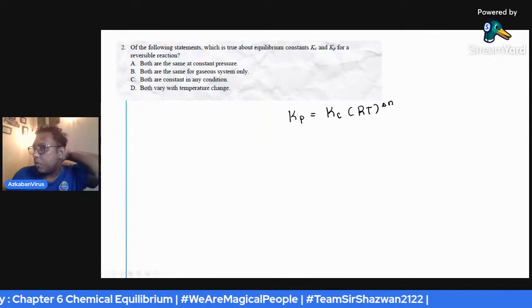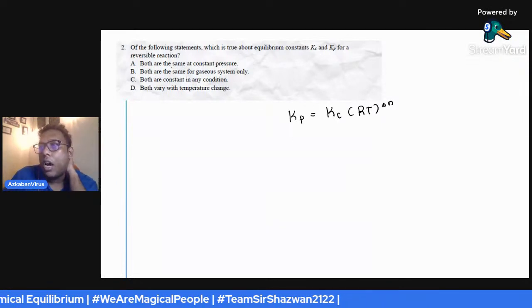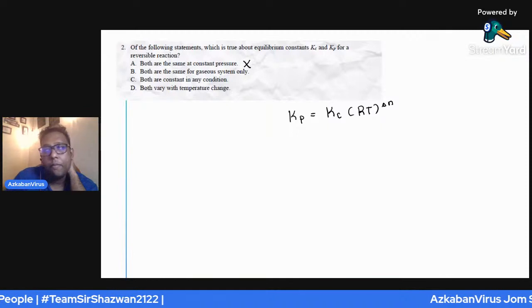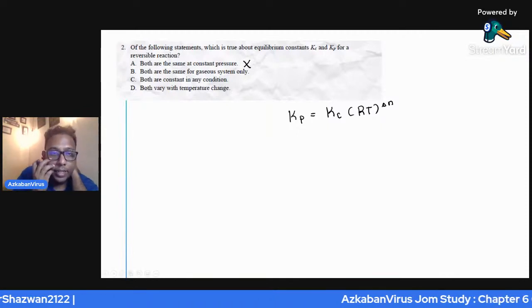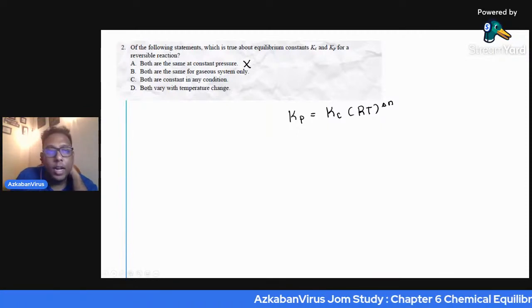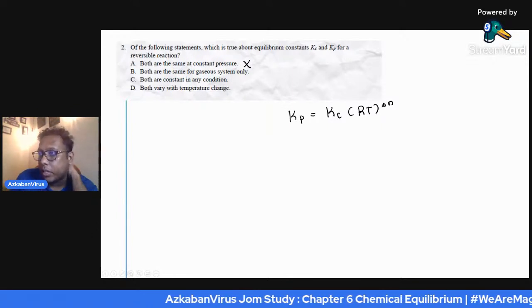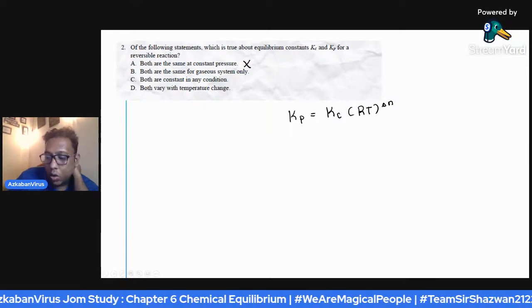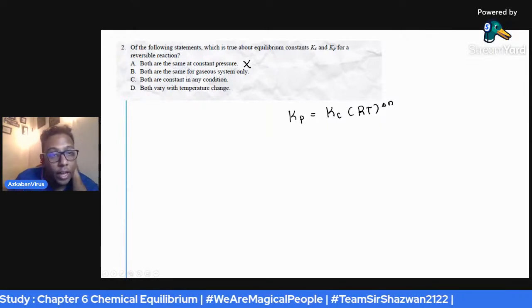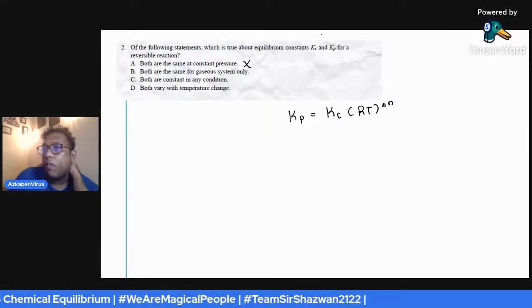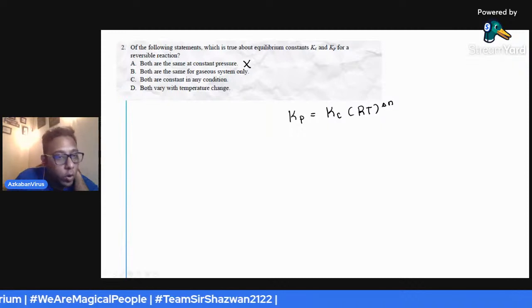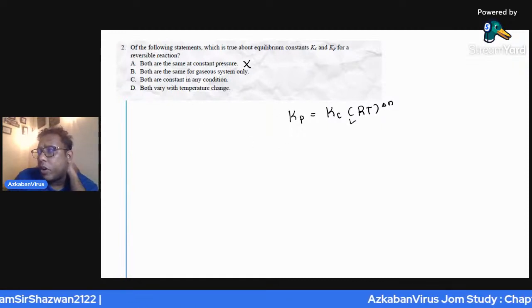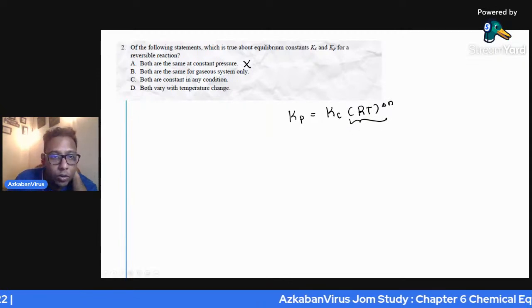Okay, so both are the same at constant pressure. No, tidak ada kaitan. Nilai Kp dan Kc tidak sama kalau dekat constant pressure. Both are the same for gaseous system only. No, because we can have different value of Kc and Kp. Both are constant in any condition. No. Okay, kalau dia constant in any condition, we don't have to have this expression kat belakang tu.